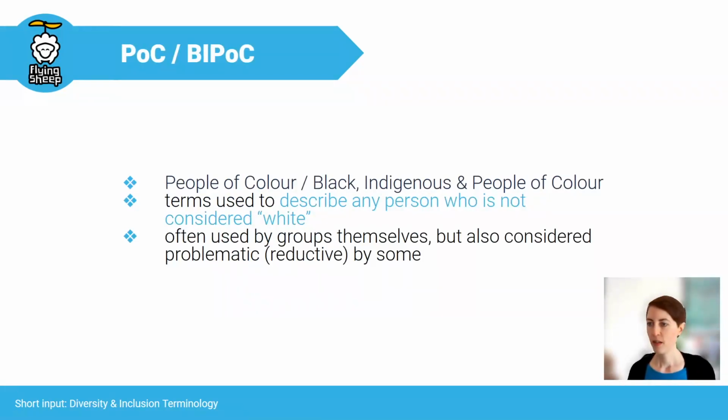The next acronyms are POC and BIPOC. These stand for People of Color and Black, Indigenous, and People of Color. Now, both terms are used to describe any person who is not considered white. And they also refer to experiences of systemic racism, which these groups may share, despite their different cultural backgrounds.